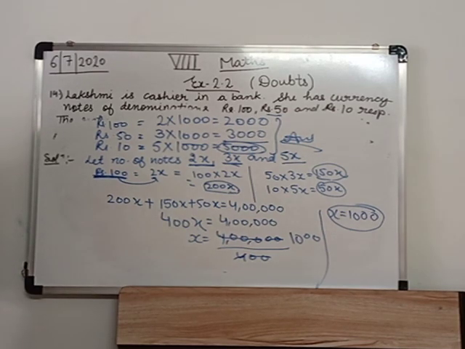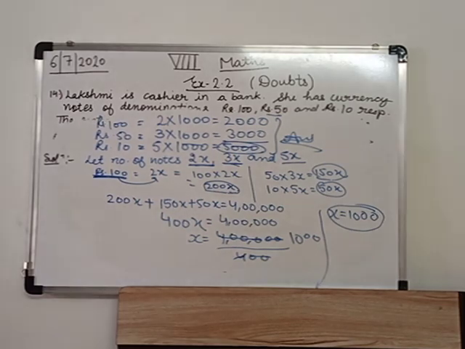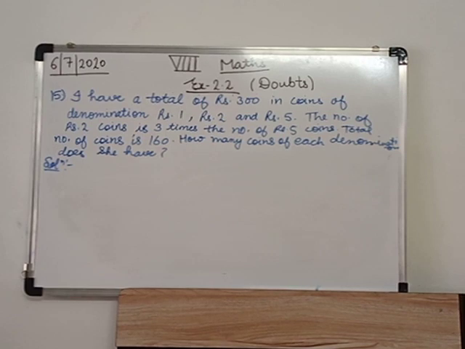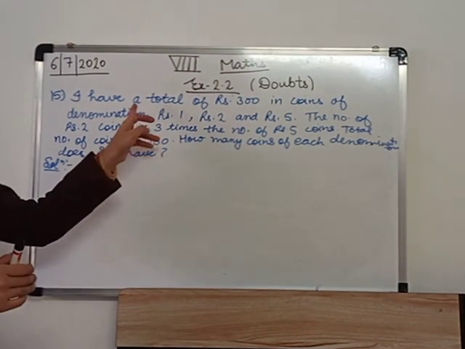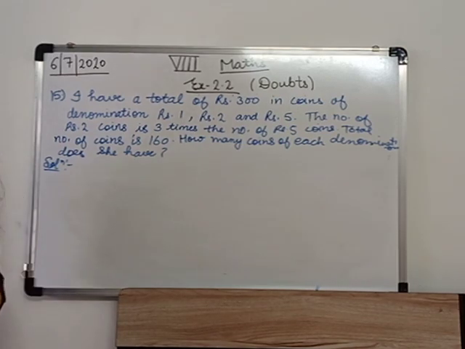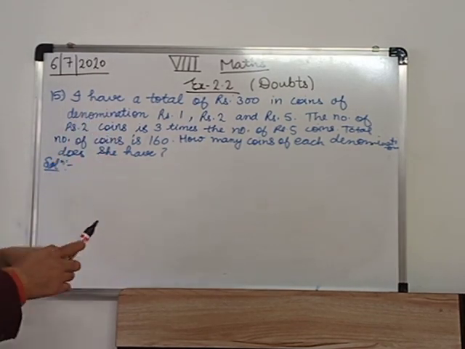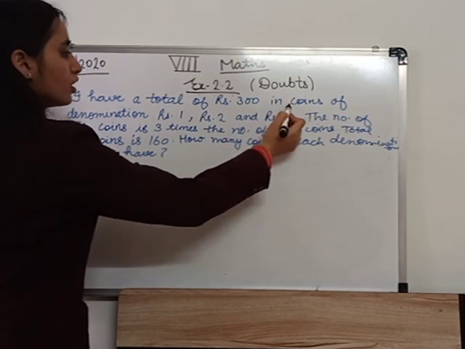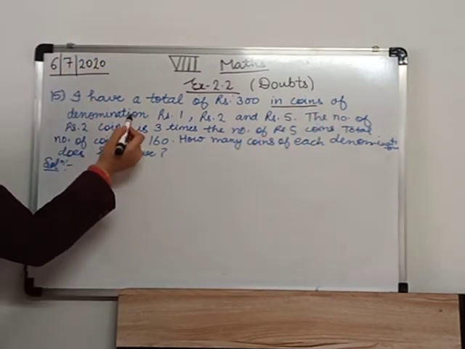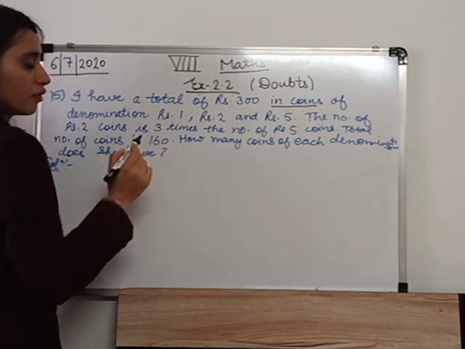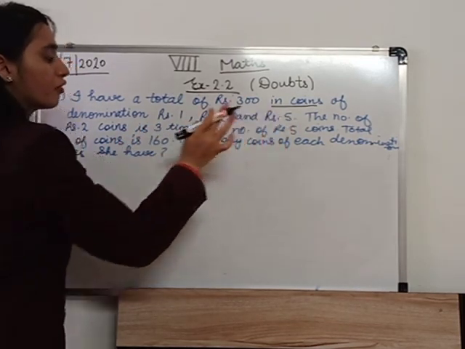Now our next question is question number 15 of this exercise. This question is the same as the previous question. In this question what is given: I have a total of rupees 300 in coins. Means in the previous question the total amount is given in notes. Here I have a total of rupees 300 in coins, of denomination 1 rupee coin, 2 rupee coin and 5 rupee coin.